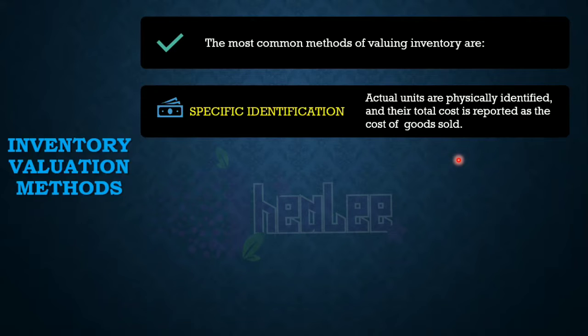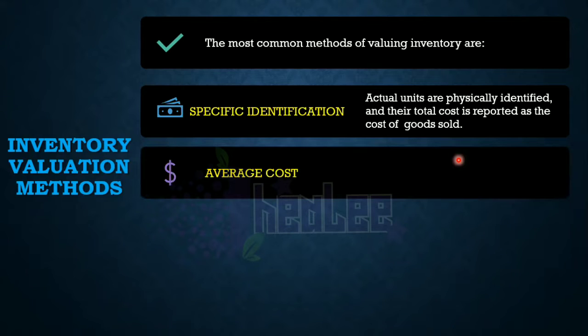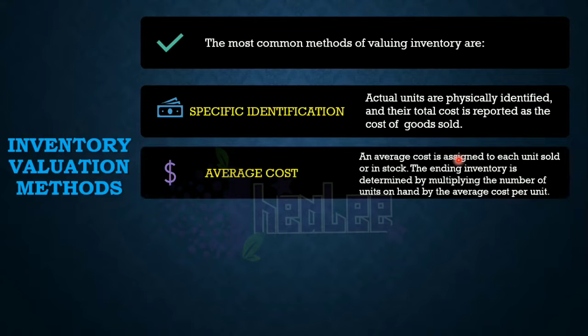Okay? Another method is average cost. Under the average cost inventory valuation method, an average cost is assigned to each unit sold or in stock. And in order to derive the ending inventory, the number of units on hand is multiplied by that average cost per unit to get the closing stock.